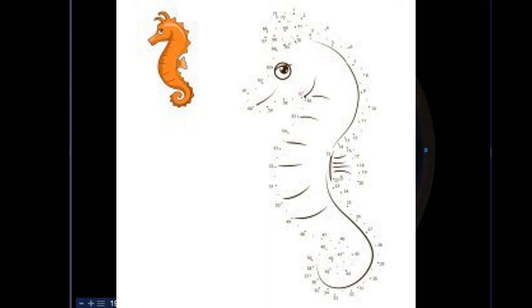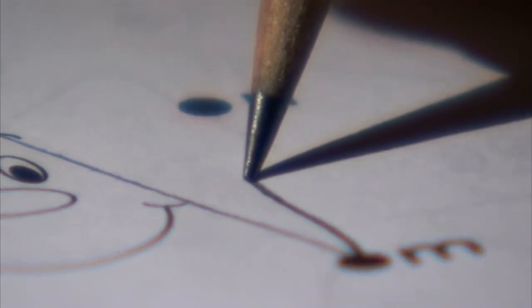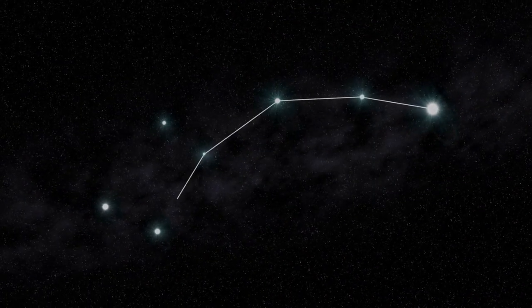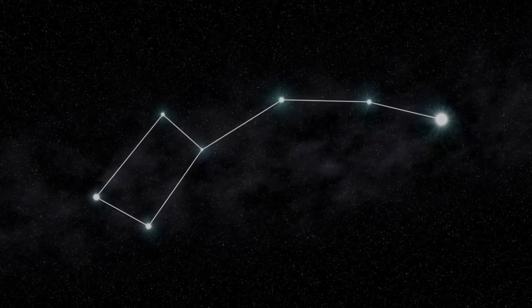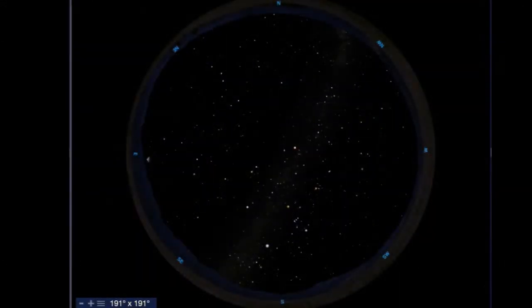How many of us have ever played the game Connect the Dots? This is when you have a sheet of paper with a lot of dots on it and you follow the numbers with a pencil until you make a picture. Well, back in ancient times, people didn't use paper and pencils, they used stars. Concentrating on the brightest stars first, they created images that remind them of things in their lives. So let's connect the dots and see what we get.